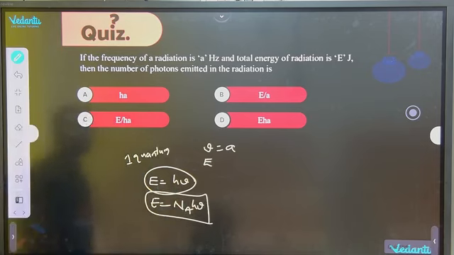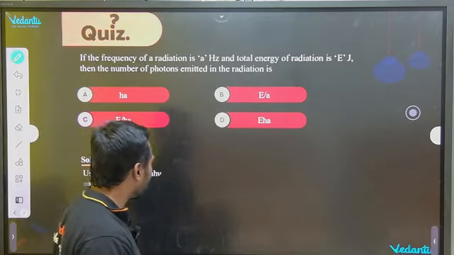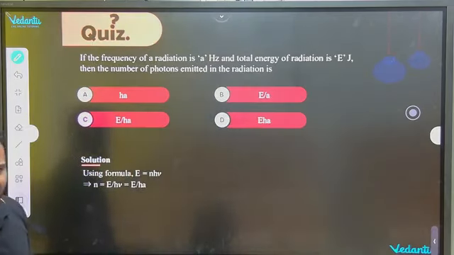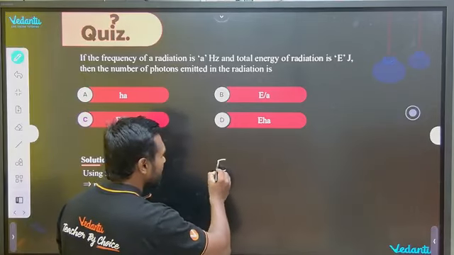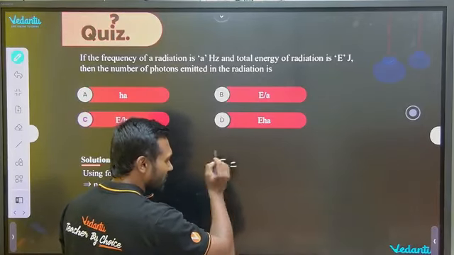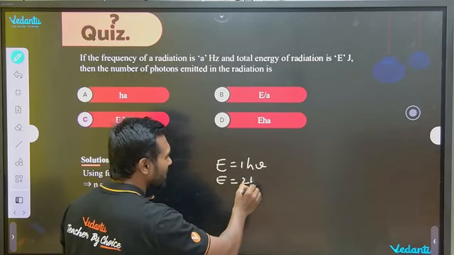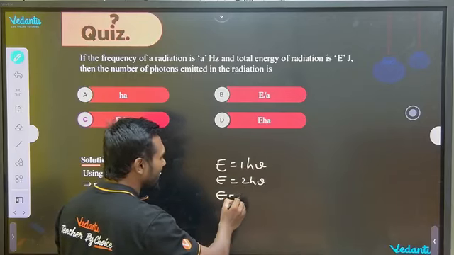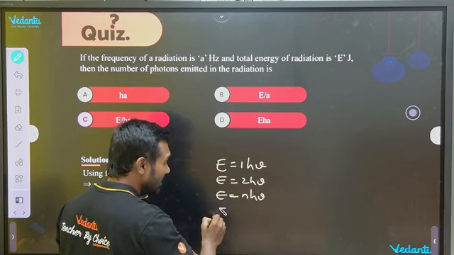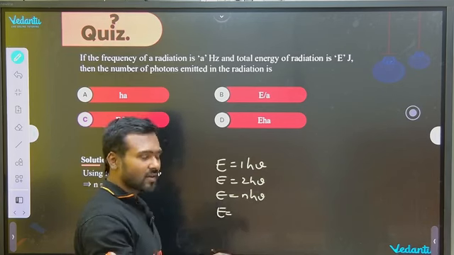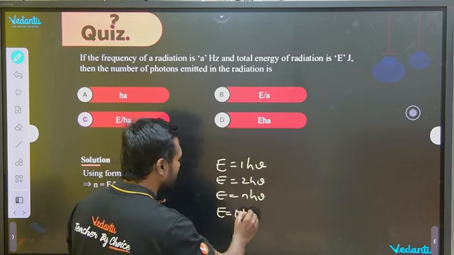So now they are asking: the frequency of radiation is A Hz and the total energy is E, and they ask the number of photons emitted in the radiation. So you have to find the number of photons. Just now I wrote that if it is 1 quantum we write 1 h nu, if it is 2 quanta we write 2 h nu, if it is n quanta we write n h nu, and if it is Avogadro number of quanta, that is Na h nu.